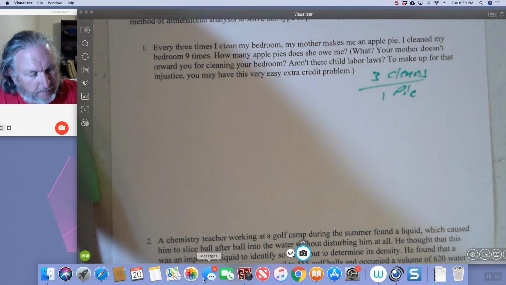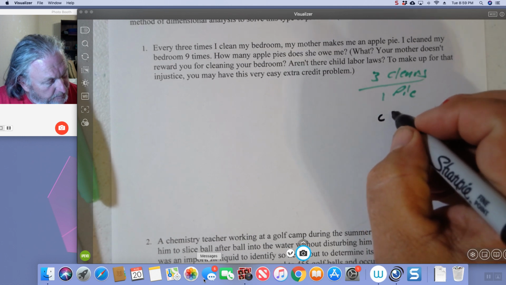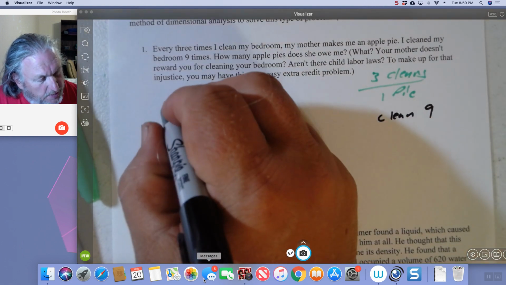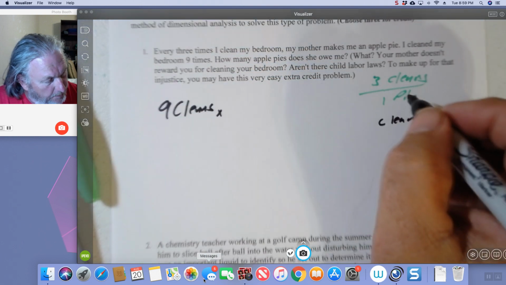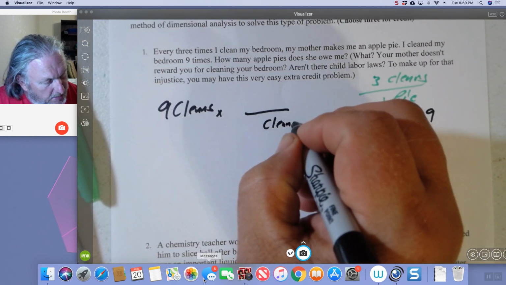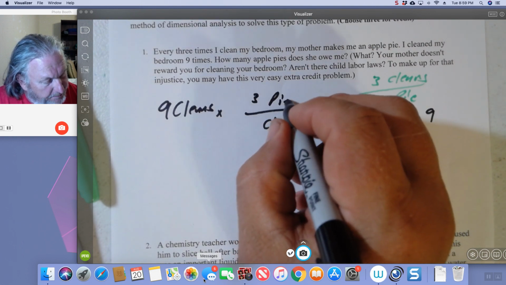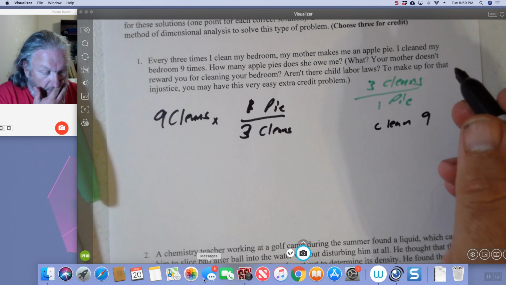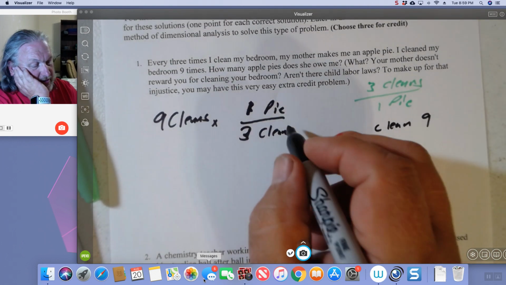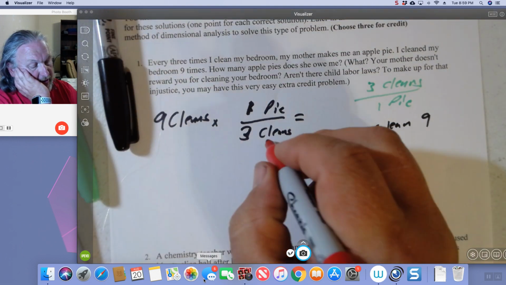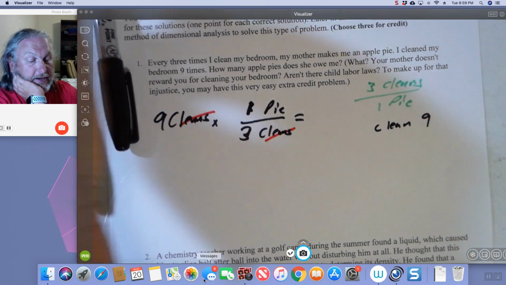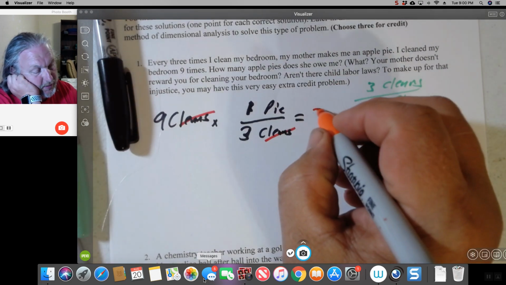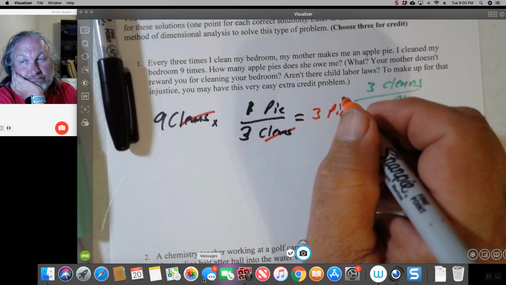So I clean my bedroom nine times. So I had nine cleans. The ratio I've got is three cleans per pie, so one pie every three cleans. So there's my ratio. I just got to do a little math. In fact, with this, I don't even have to do some serious math. I can cancel out the number of cleans, and nine divided by three, that would be three. So I get three pies off mom. I did a good job.